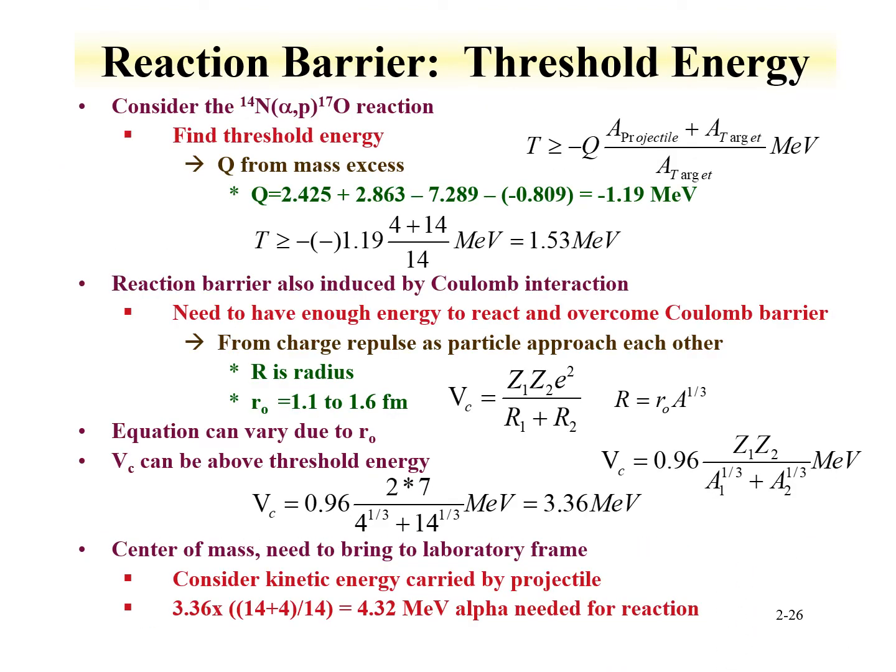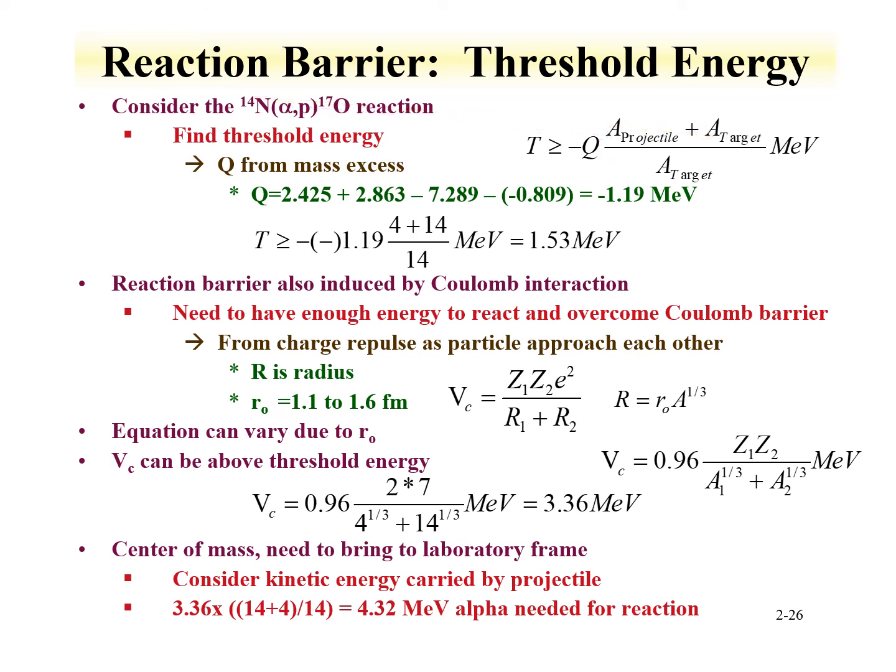Using what we've just discussed, we can evaluate the threshold energy for this Rutherford reaction. Our reaction is listed here. Let's take our terms and put them into our threshold energy equation. Our Q value is listed here, projectile, target. This equation is transformed, the terms are listed here, and we get 1.5 MeV for the threshold energy. Now this is just the minimum energy for the reaction to occur, and it doesn't account for the Coulomb barrier.